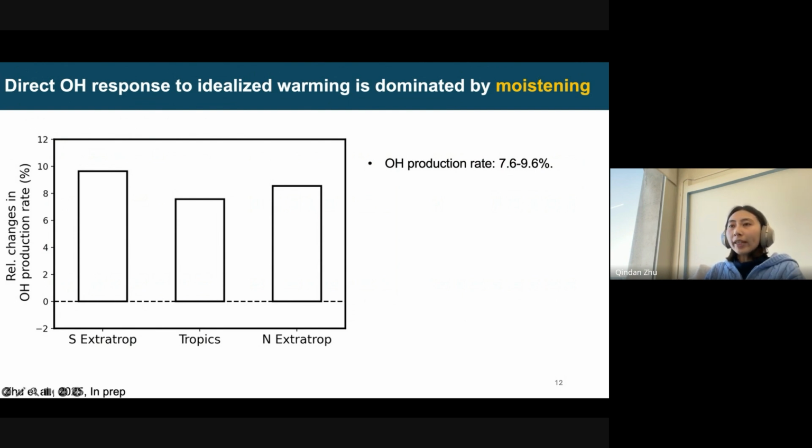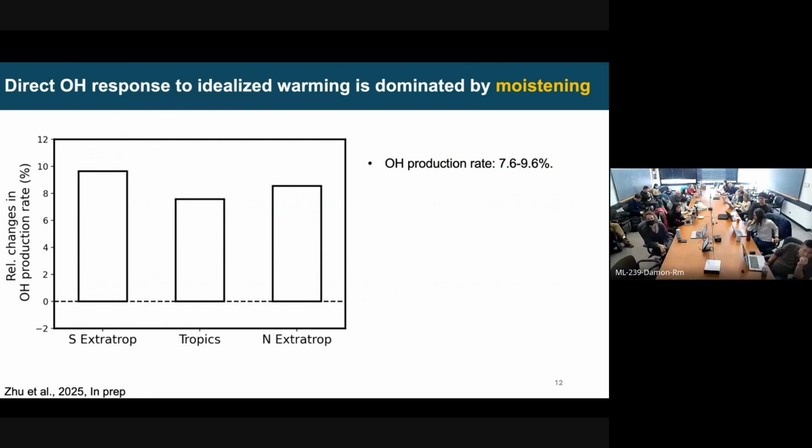So what I'm showing here is the response of the OH budget terms separated by 3 regions, including tropics, southern extratropics, and northern extratropics. And what I'm showing first is this direct OH response to the idealized warming, characterized by the increase in the OH production rate, ranging between about 8 to 10% in total across these 3 different regions.